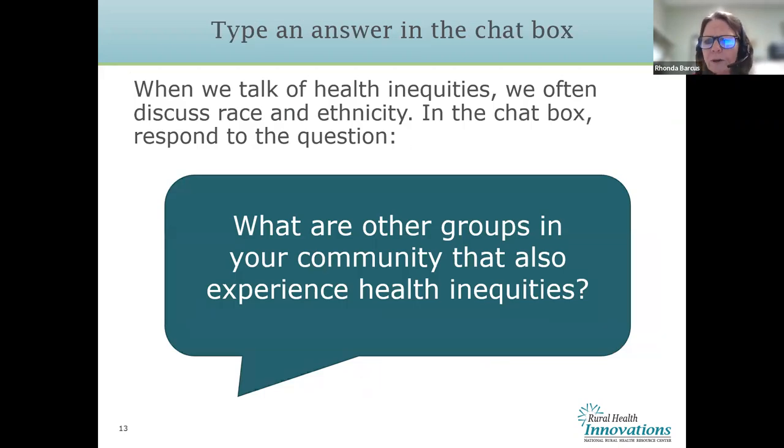So if you would just put in the chat box, so we talk about health inequities, we think of usually race and ethnicity. In the chat box, please put, what are other groups in your community that you think also experience health inequities?